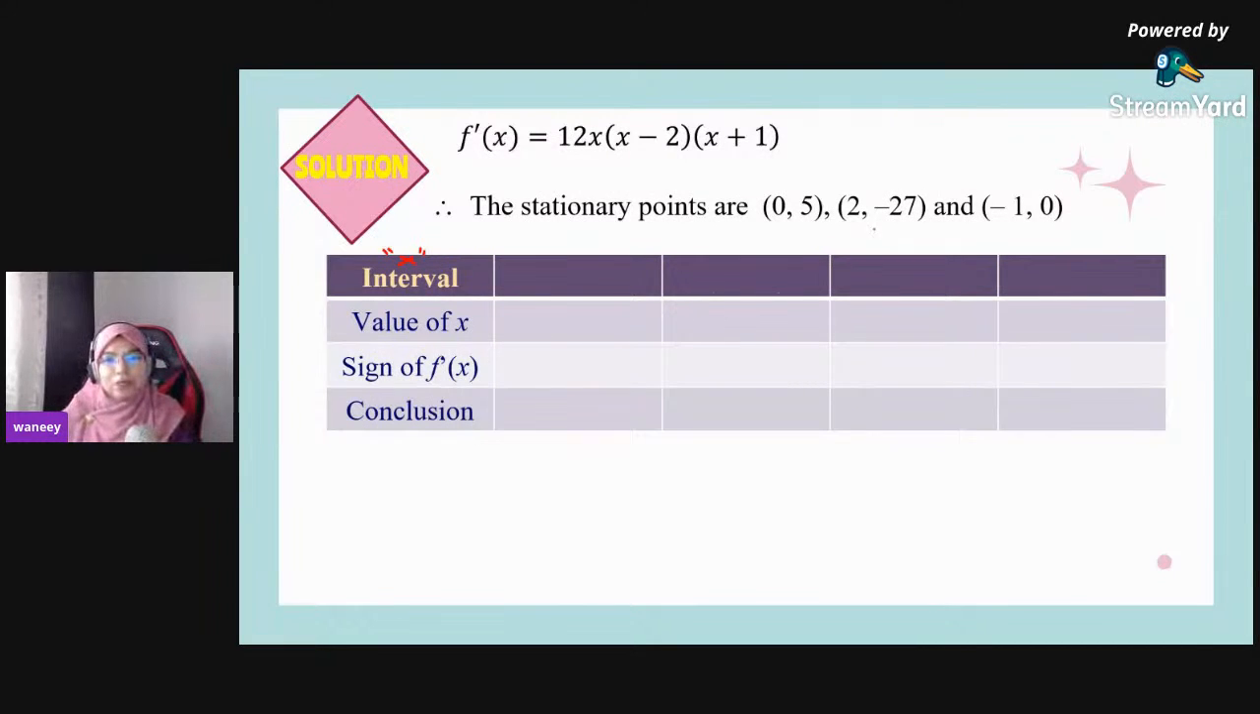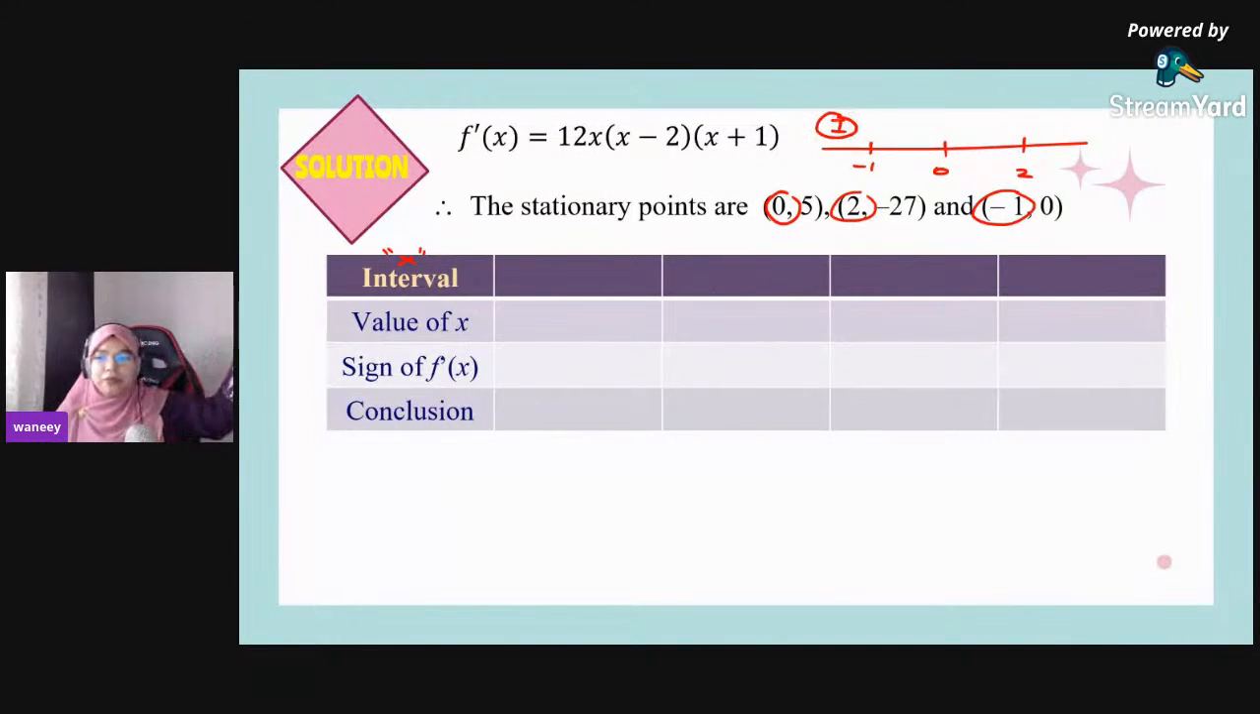Okay, so for example, we have 0, 2, -1 here. So if we draw our number line, we're going to have -1 on the left hand side, 0 right in the middle, and then 2 on the right hand side. So I will have 4 different intervals. This is my first interval, starting from -infinity up until -1. The second interval will be starting from -1 up until 0. The third interval will be starting from 0 up until 2. And the fourth interval will be starting from 2 up until positive infinity.